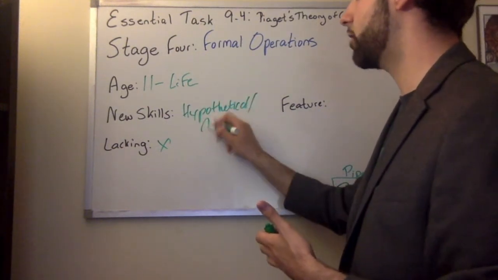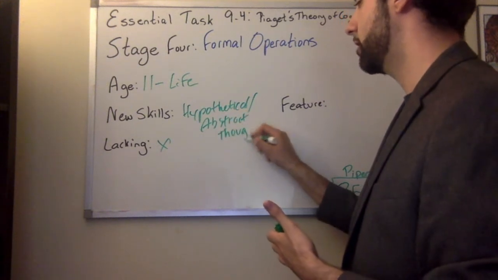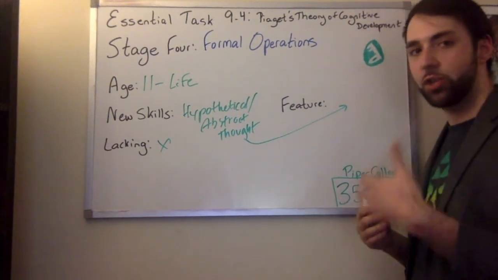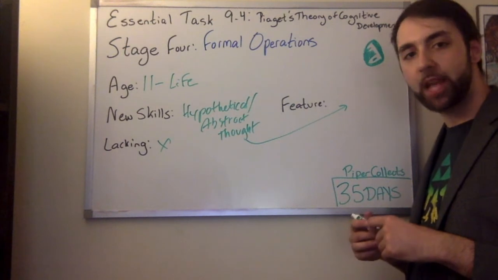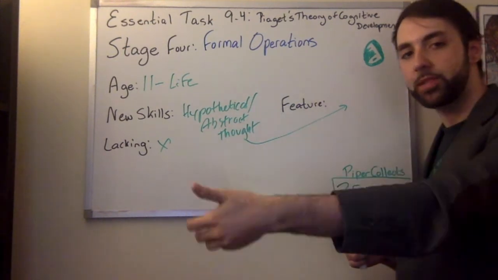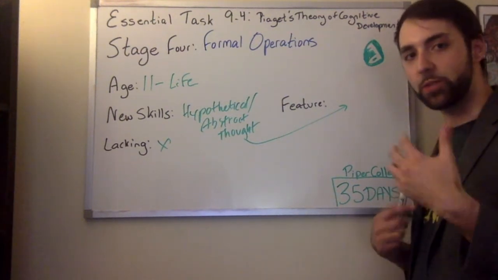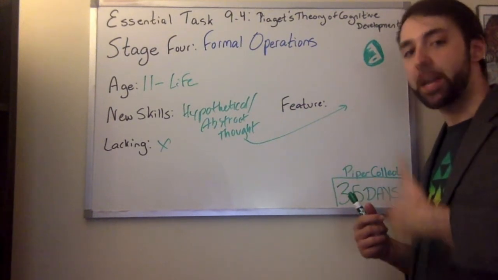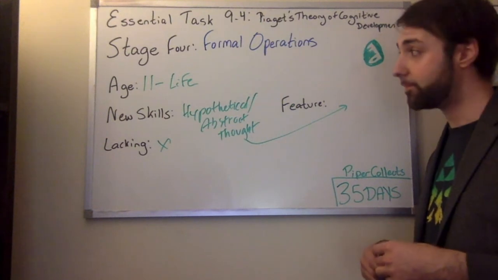So we have hypothetical or abstract thought, which you could argue is really the feature of this stage, meaning children at this age would really be able to succeed playing a game like chess, a game like checkers, really advanced games that require multiple steps ahead. They would be able to make really well-refined hypothesis statements. That's why you see the sciences really start to pick up around the age of 11, and the expectations for what a child can and cannot do really starts to pick up.